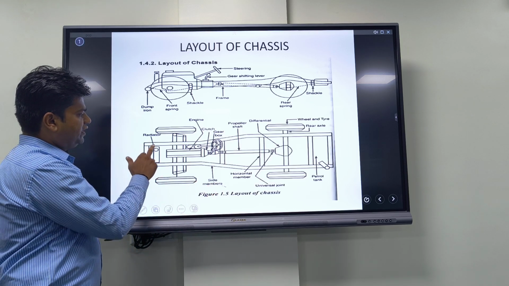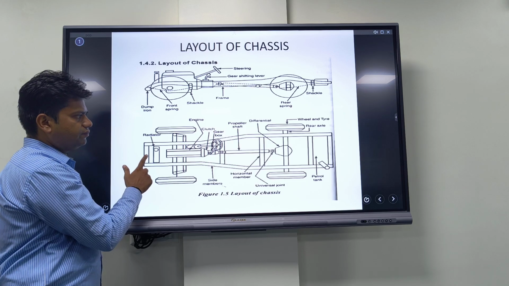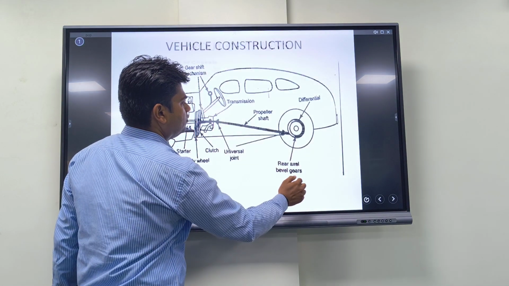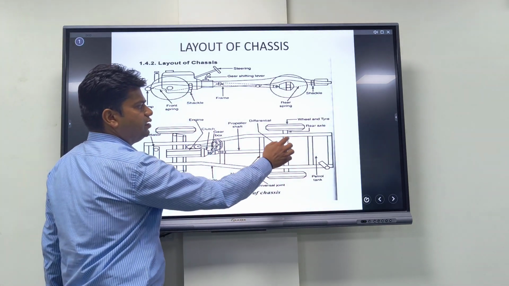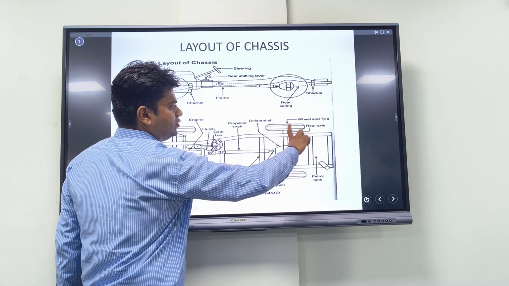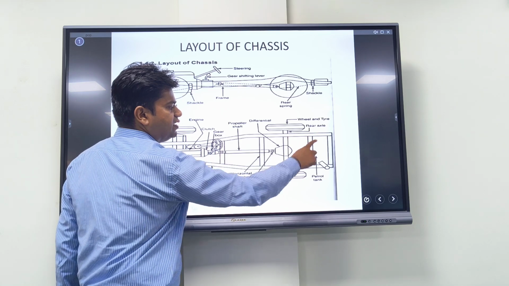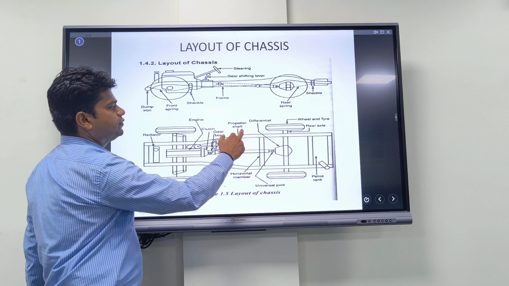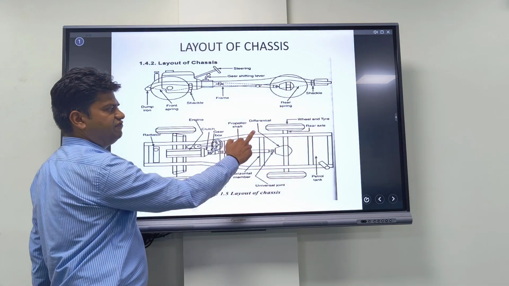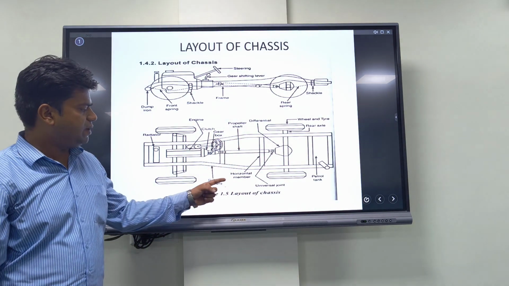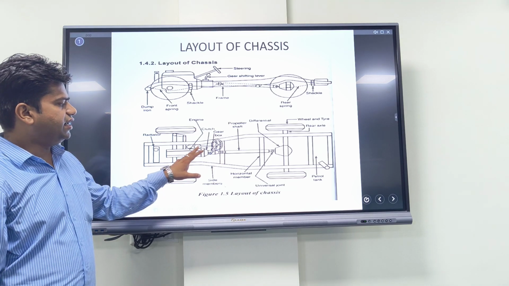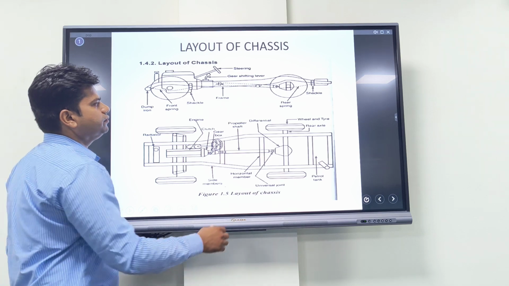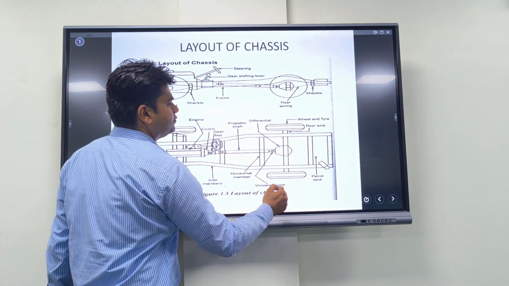The position of the radiator is in front of the layout, and when we talk about the rear view of this slide, this one is the wheel tire, rear axle, position of petrol tank, propeller shaft, differential, horizontal member, side member, and the position of clutch and gearbox. Next slide.